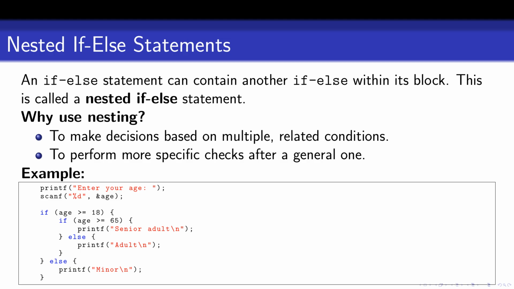However, it's important to keep your nested code readable. Too many levels of indentation can quickly become hard to follow. One tip is to use curly braces consistently, even when each block has just one line. And if you find yourself deeply nesting logic, consider rewriting it with Boolean variables or breaking it into functions. Clear structure helps prevent logic errors and makes your code easier to maintain.